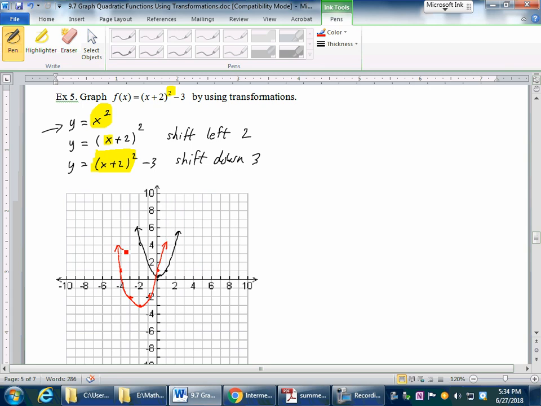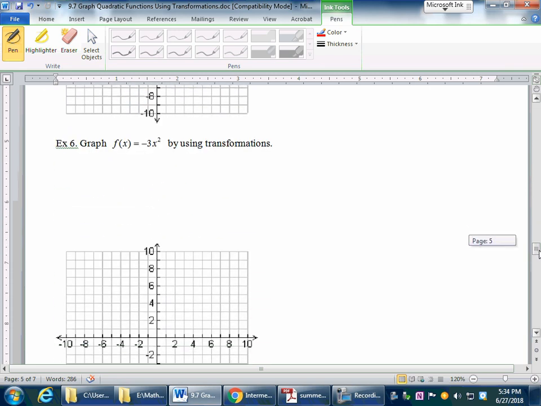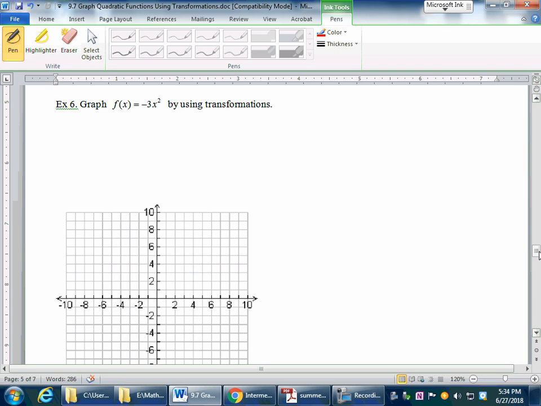Now, moving on to the next one. This time we're going to be reflecting and also stretching, because look, my parent graph is y equals x to the second power. Now what we are looking at is that we are reflecting, which is the negative, and also stretching by multiplying by 3. Okay, so let me go one by one so that you can see this better.